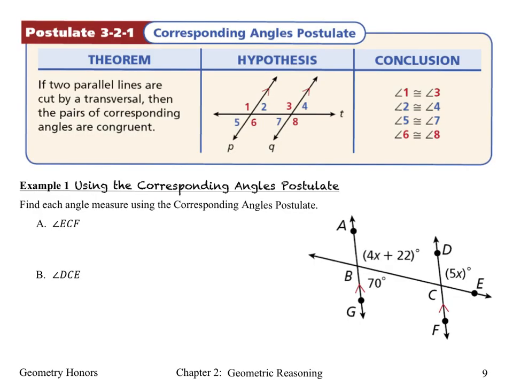Okay, let's take a look at the corresponding angles postulate. The corresponding angles postulate says, if two parallel lines, which we know are parallel by the arrows here, are cut by a transversal, then the pairs of corresponding angles are congruent. So since 1 is corresponding with 3, 1 is congruent to 3, shown by the statement to the right. Angle 2 is congruent to angle 4, because those are corresponding, etc.